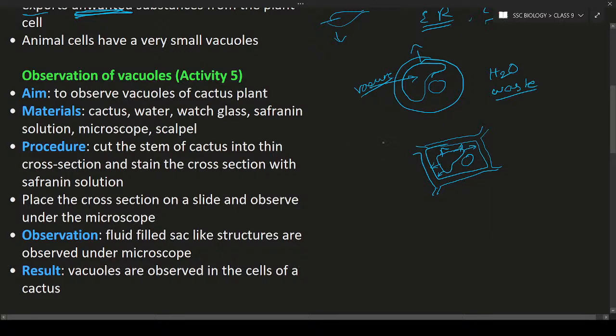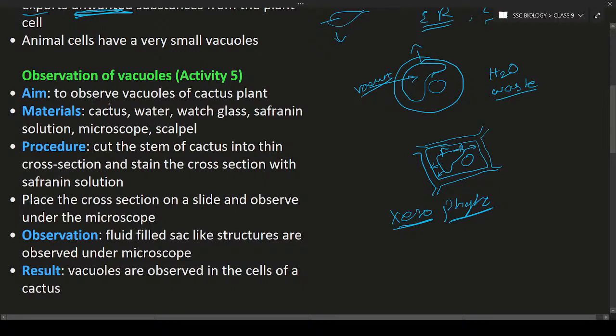Xerophytes are plants that live in areas where there is less water. The term xero means less water or no water. Phyte means plant. So the plants that live in areas of less water conditions are known as xerophytes. In this experiment, we are going to study the vacuoles of the cactus plant.